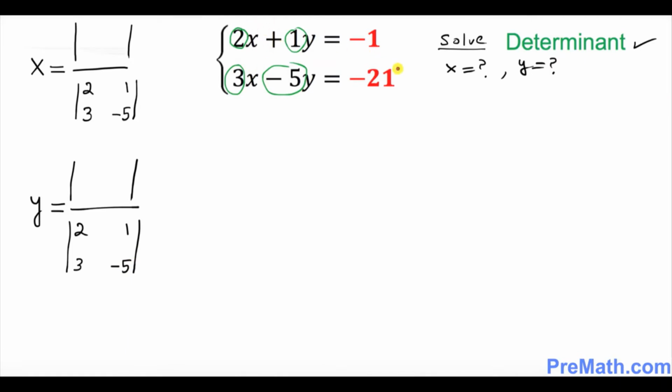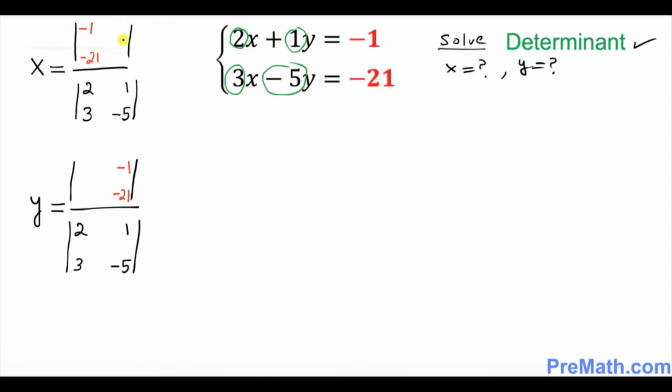The next thing, I want you to look at these red numbers. For x, we put them in the first column, so -1 and -21. And for y, it shifts to the next column, -1 and -21. So far so good.